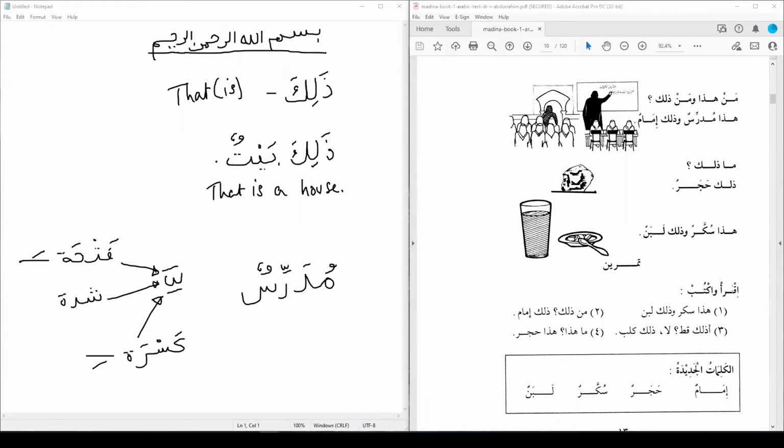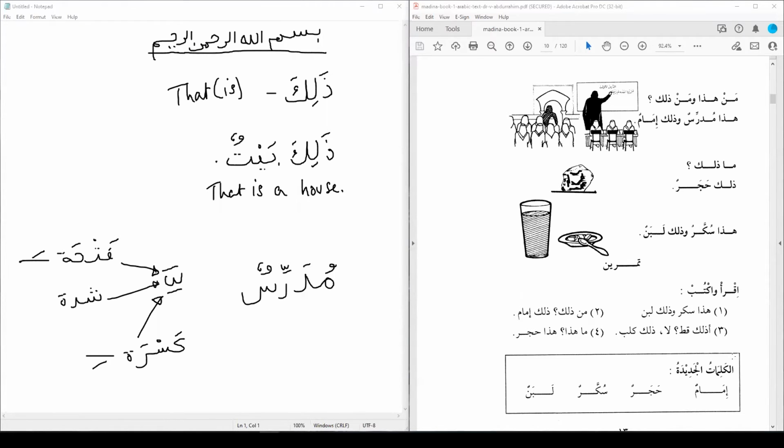So let's look at the exercises now. The first one says اقرأ واكتب, read and write. هذا سكر وذلك لبن, this is sugar and that is milk. من ذلك, who is that? ذلك إمام, that is an imam. أذلك قط, is that a cat? لا, no, ذلك كلب, that is a dog. ما هذا? هذا حجر, what is this?